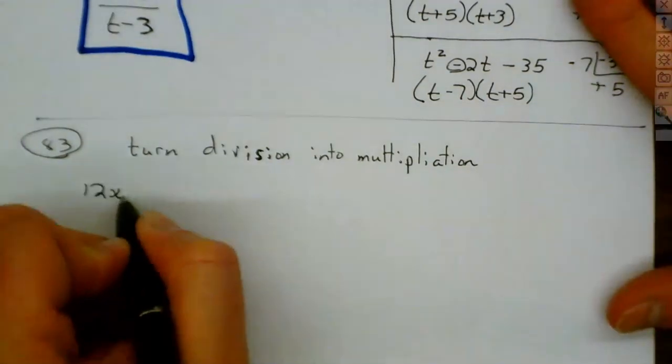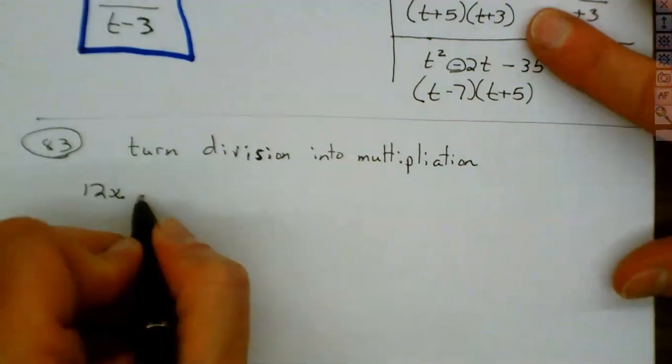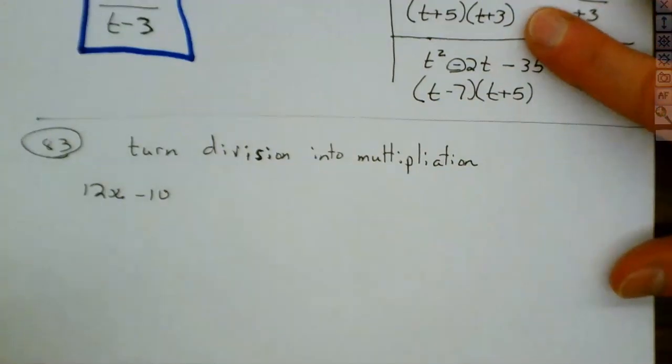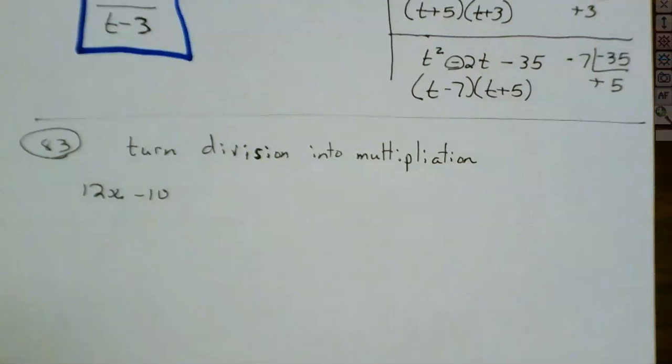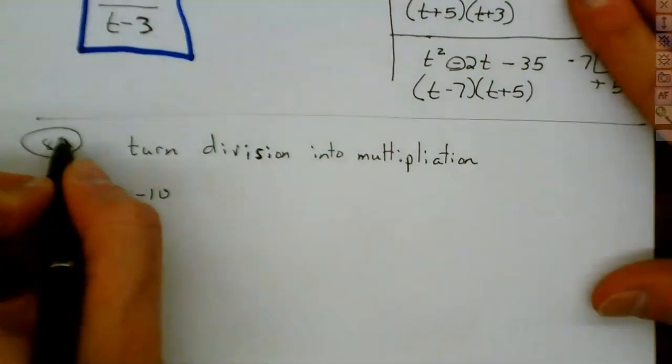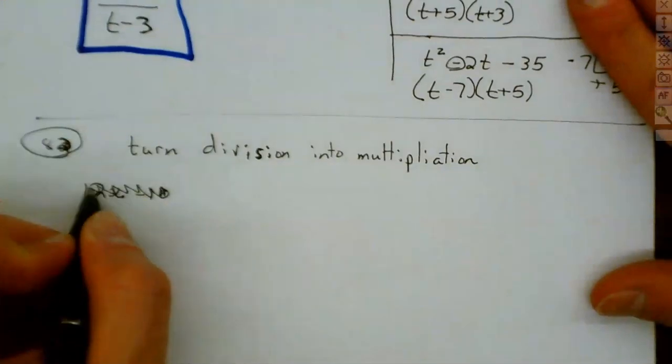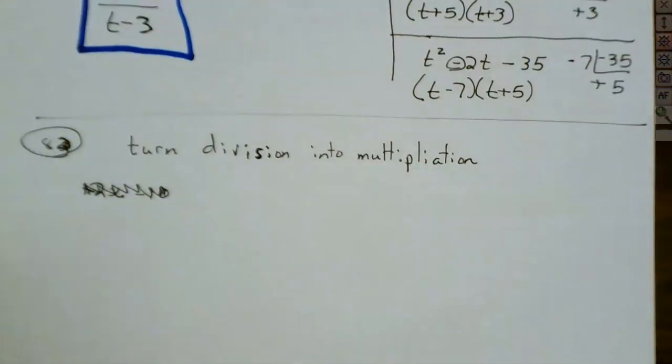So we have 12x. Oh, sorry, not 83. That's multiplication. Sorry about that. Let's look at 82. My mistake. 82. This is division. I was looking at the wrong one. Question 82.